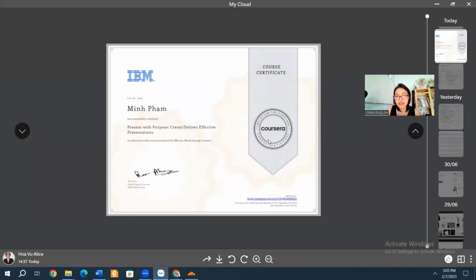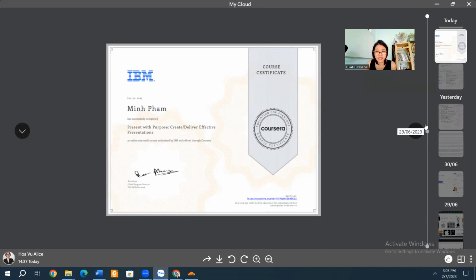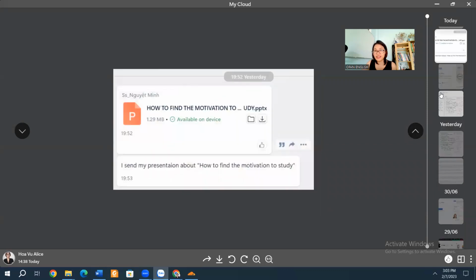All right, so as you can see, this is my student certificate after finishing the course. I think the students feel motivated when they finish the course and get a certificate. And to get this certificate, they have to watch the lessons every day and finish the assignments, yeah, the final assignment.